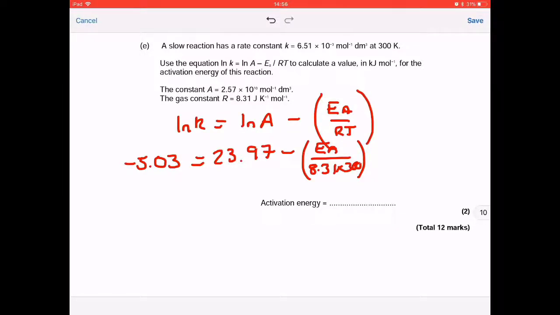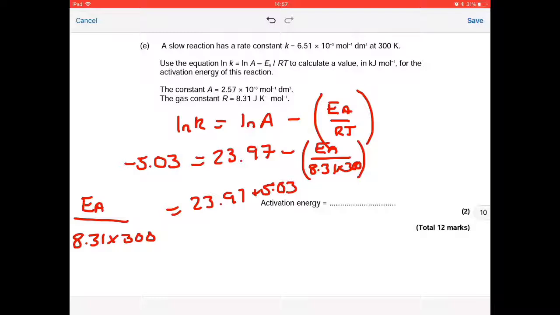As we go through, we need to rearrange that equation. It's easily done if you take the AA over RT to the other side and add 5.03 on. You end up with AA over 8.31 times 300 equals 23.97 plus 5.03, which is 28.99, or effectively 29.